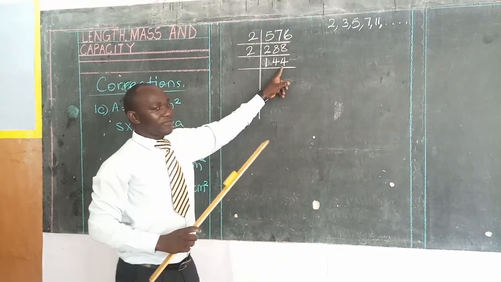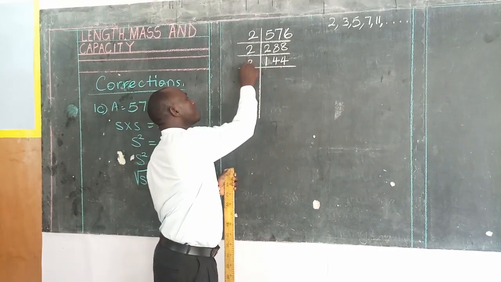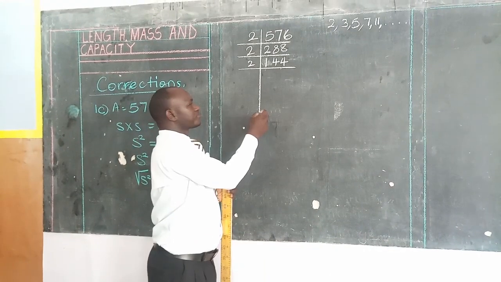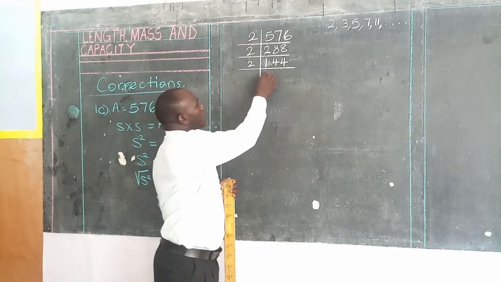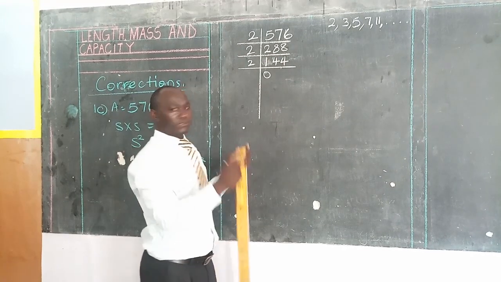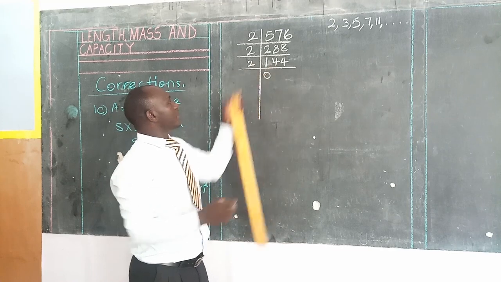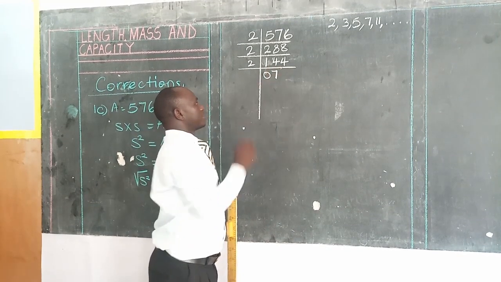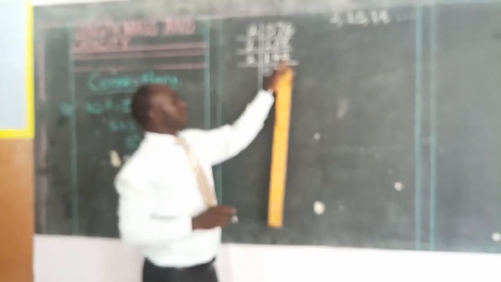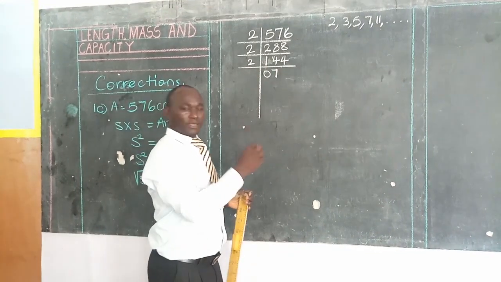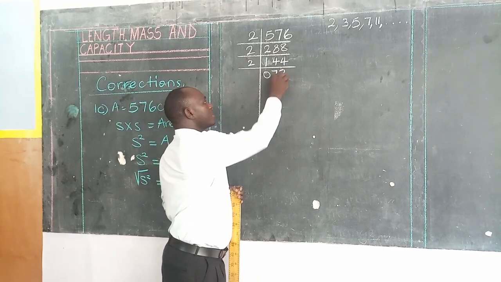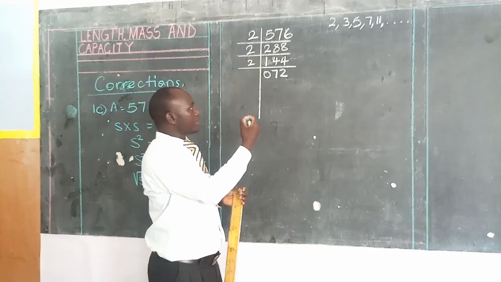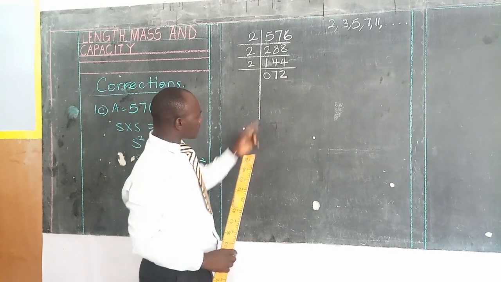4 is still an even number. That means we can divide by 2. What is 1 divided by 2? 1 is less. So I will have 0. What is remaining there is 1. So I'm having 14. 14 divided by 2 will give me 7. Then 4 divided by 2, we shall get 2. At the end, 144 divided by 2 is giving me 72.